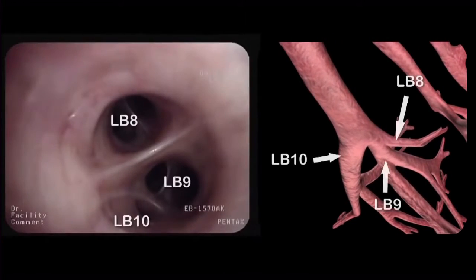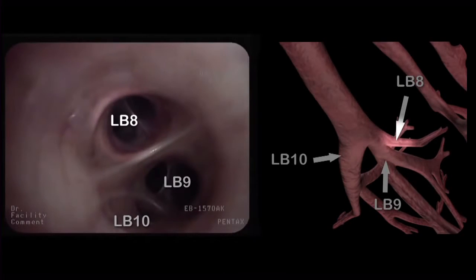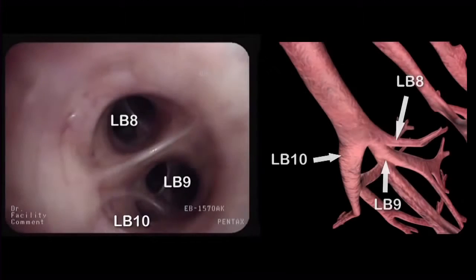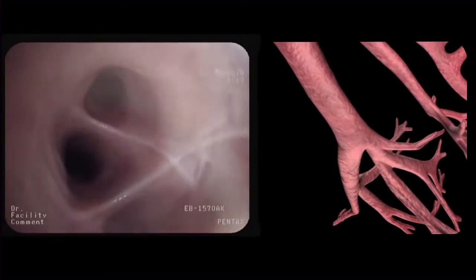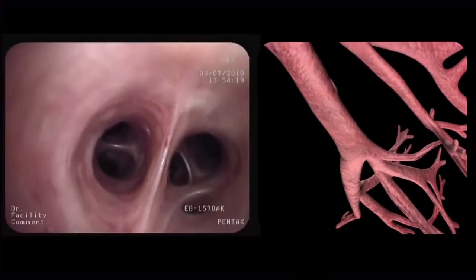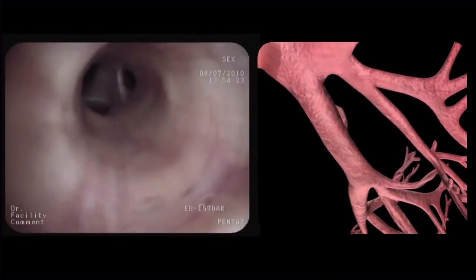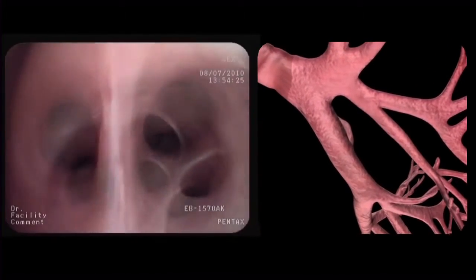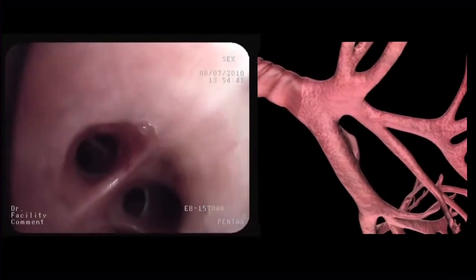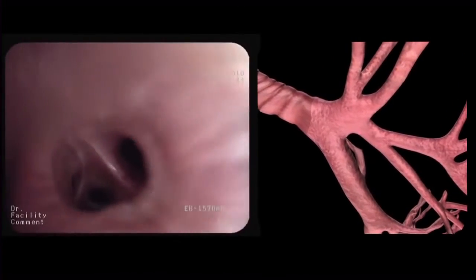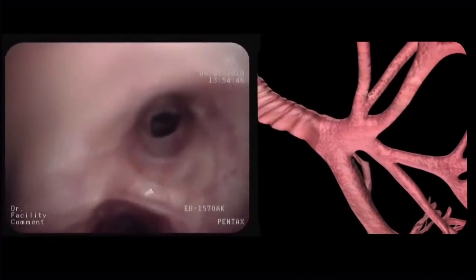Here, we can identify the anterior basal, or LB8, lateral basal, or LB9, and posterior basal, or LB10, segmental branches. A medial basal branch is usually absent on the left side. After inspection of the basal branches, the bronchoscope is slowly retracted in order to reach the left upper lobe.